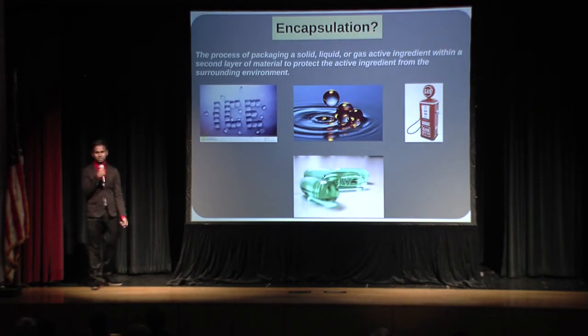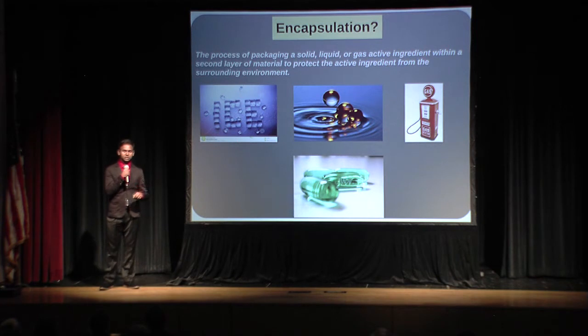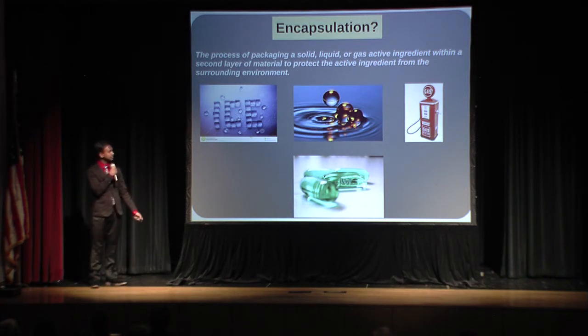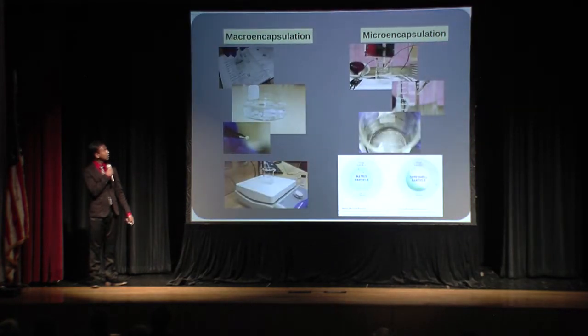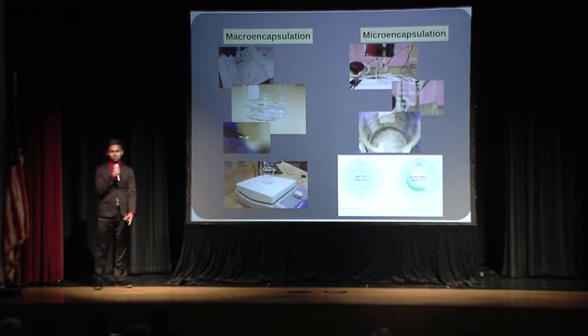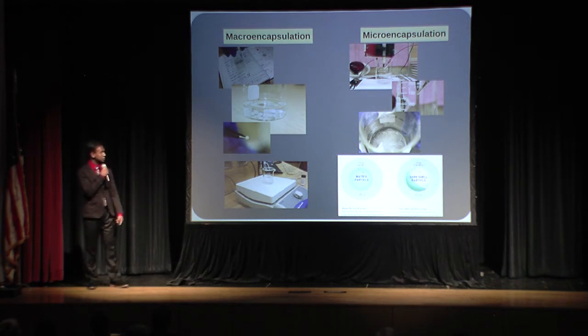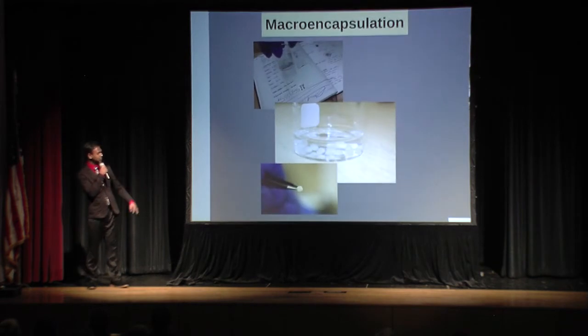You might ask yourself, what is encapsulation? That's a process in which you take a liquid, a solid, or a gas active ingredient and embed it into a material which acts as a membrane to protect the active ingredient from its environment. There are two types of encapsulation, macro and micro. The only difference is the voltage being applied. In macroencapsulation, no voltage is being used because you're doing it manually with the use of gravity and a little bit of force. Here are some examples of macroencapsulation, the beads.